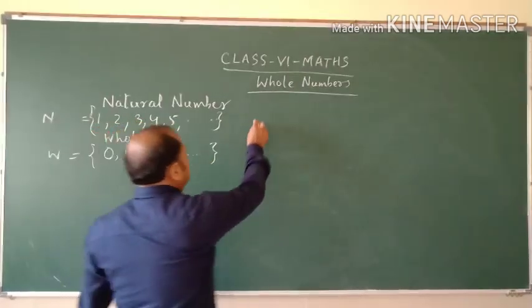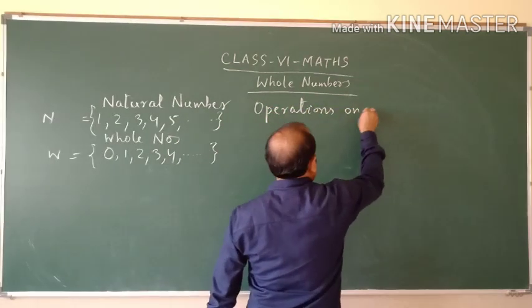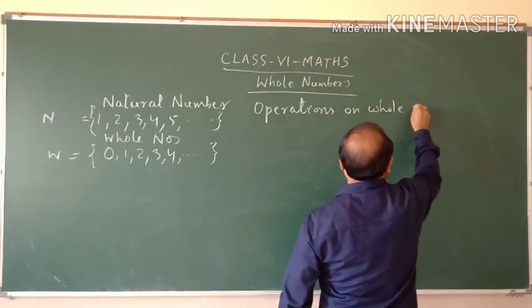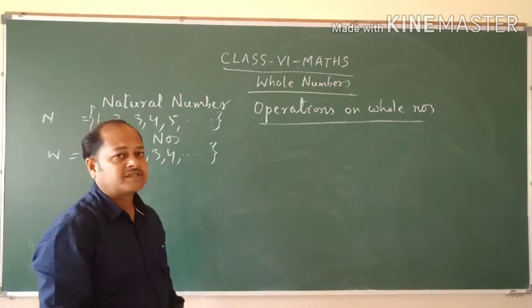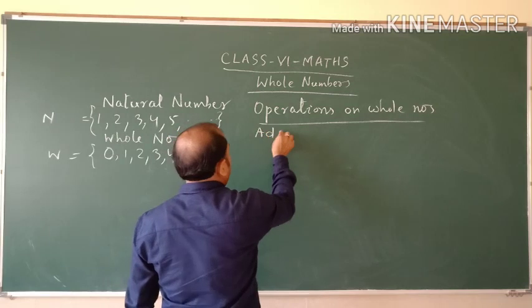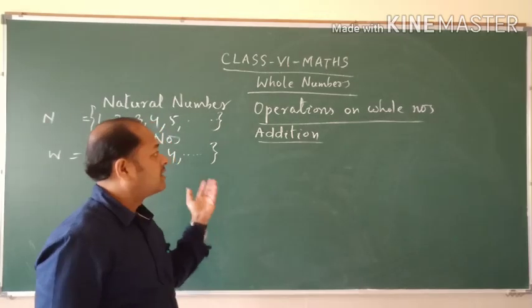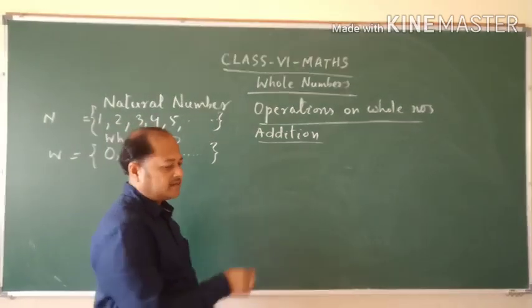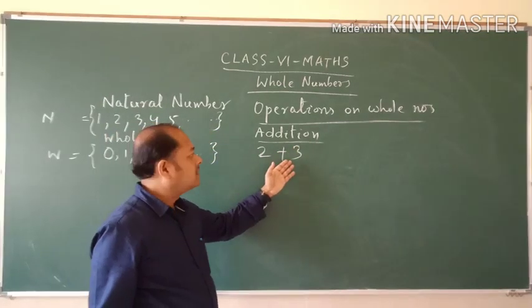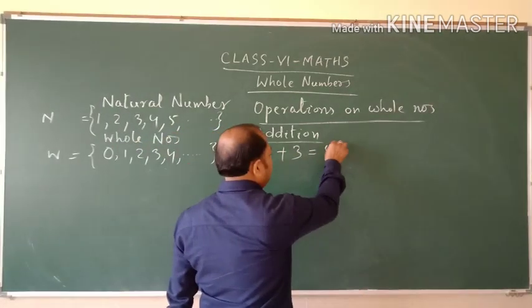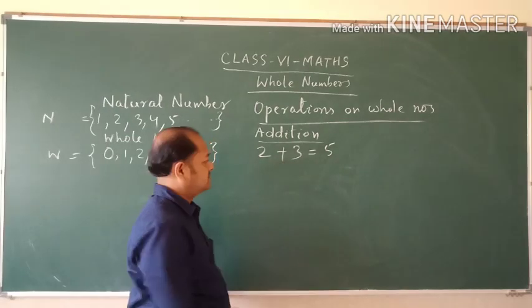So what are the operations on whole numbers? The first operation is addition. Suppose 2 plus 3. Here 2 is a whole number and 3 is also a whole number. So the answer will be 5. Let's represent this addition, 2 plus 3 equal to 5, on the number line.